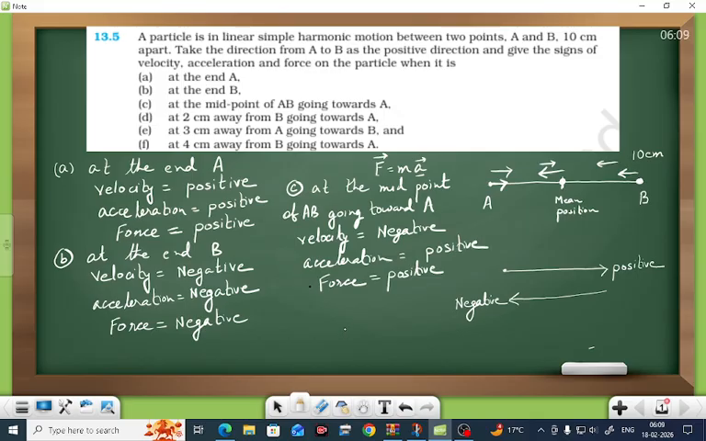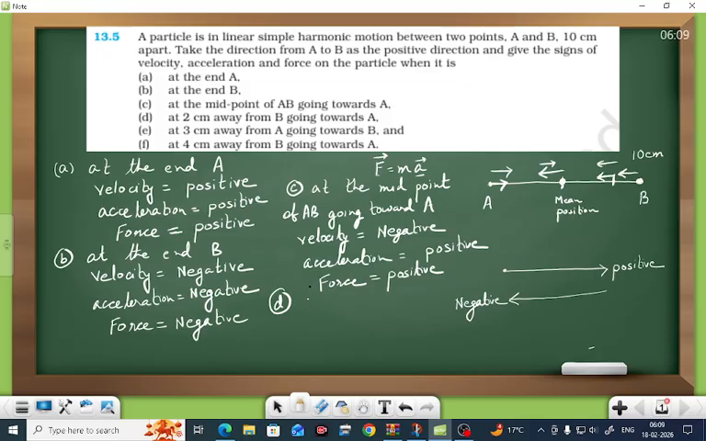So this is point C. Now if you try to find point D, what is given? Point is given at 2 cm away from B going towards A. 2 cm away from B, this one. Suppose this point I am taking, right? And 2 cm away from B going towards A, and the body is going towards A in this direction.